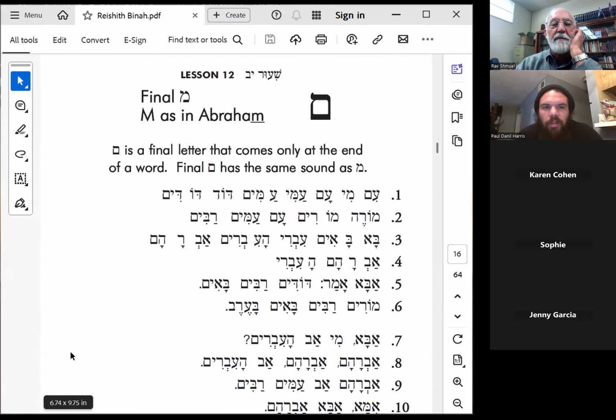All right. Some letters are compound letters. They have a special shape if it's at the end of a word. Sofit means end. So this is a mem sofit, final mem. Same sound as a mem? I say it's not the same sound. I'll tell you why. A mem is an m. A final mem is an mm. A little different. It closes it off.